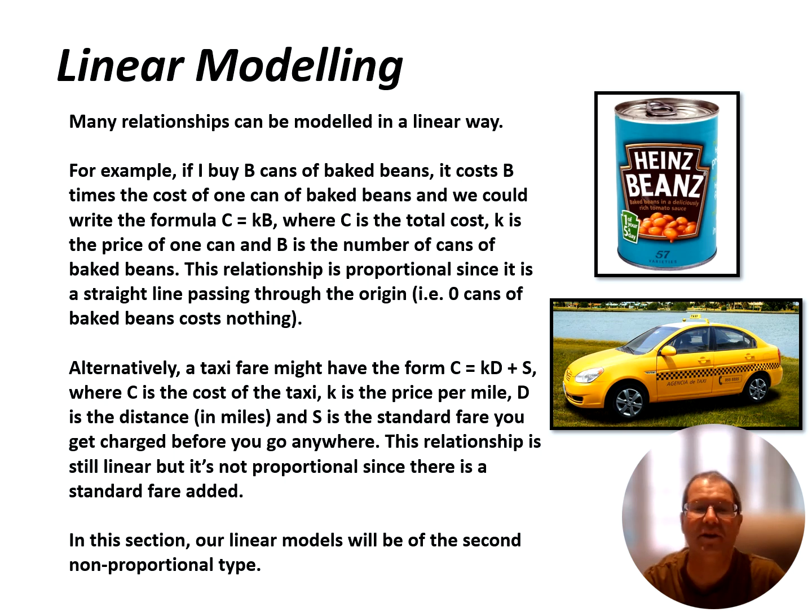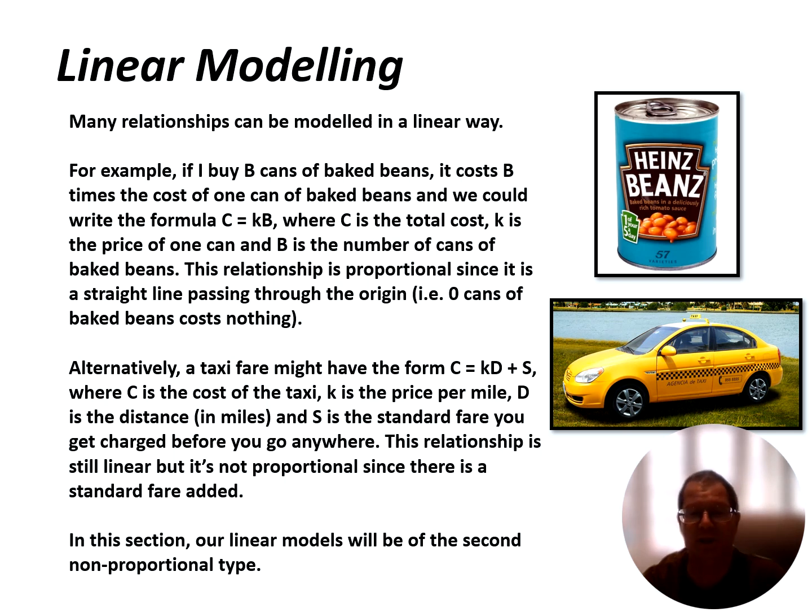Alternatively, a taxi fare might have the form C equals KD plus S, where C again is the cost, in this case of the taxi, K is the price per mile, D is the distance in miles, and S is the standard fare you get charged before you go anywhere. This relationship is still linear, it's a straight line, but it's not proportional since there's no origin. There's a standard fare added, so 0 miles is not 0 pence.